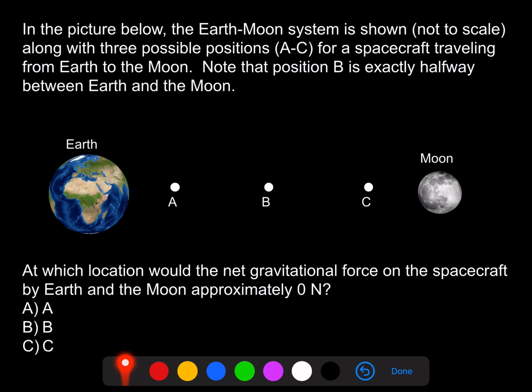That means that I've got to be a little closer to the Moon, or another way to think about it, further away from the Earth, in order for these forces to be approximately the same, and so this corresponds to choice C.